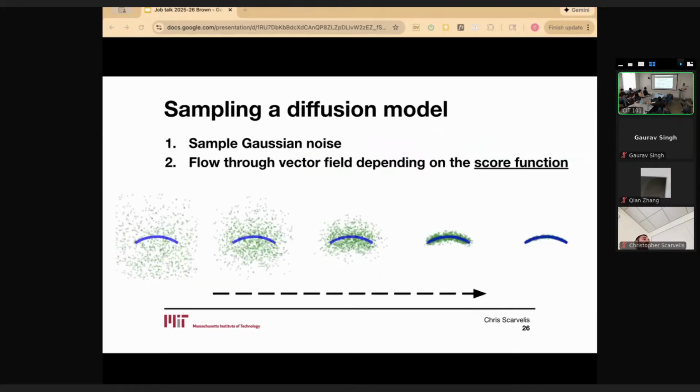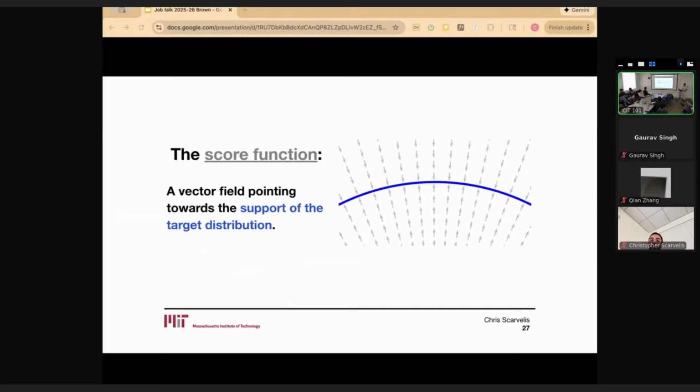I want to now work backwards from sampling a diffusion model to explore the objects we're going to need and where they come from, both in theory and in practice. To sample from a diffusion model, we first generate Gaussian noise, and then flow that noise through a vector field that's defined via the score function of noisy training data. To obtain useful samples, the score function should be a vector field that points towards the support of the distribution from which we'd like to sample. You can see here how flowing points through this vector field would cause them to land on the blue data manifold.